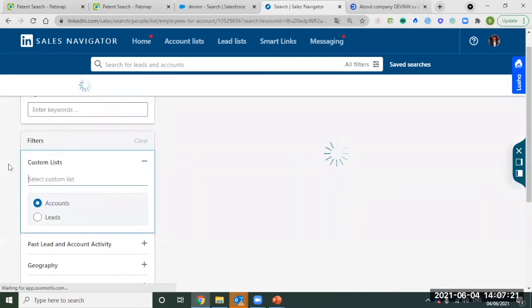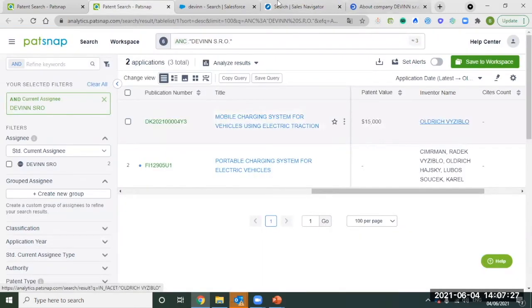I'm not sure if this is going to work for you now. Okay, so what we could do is have a look at whether Radek is in there.